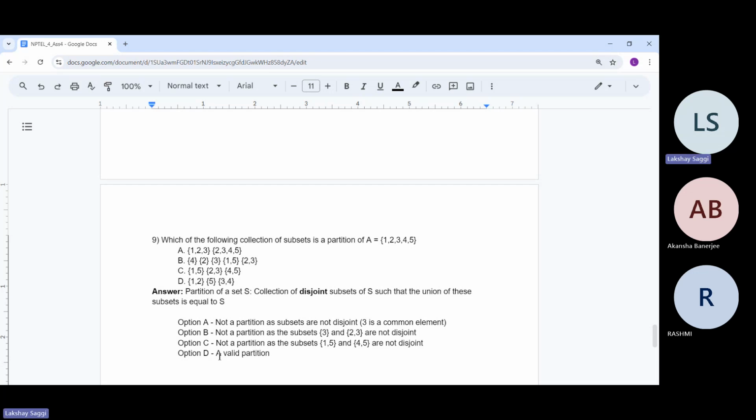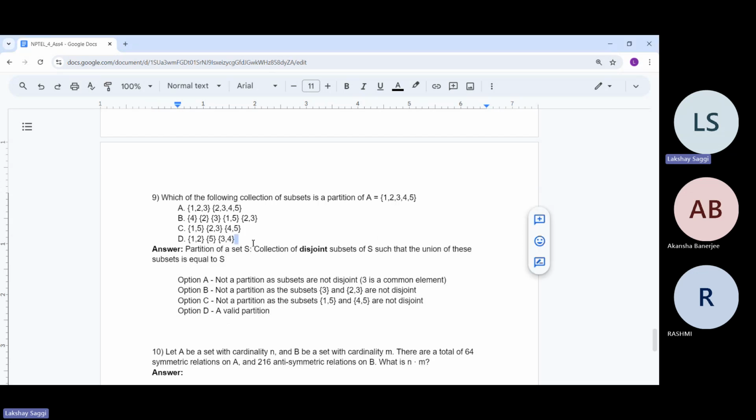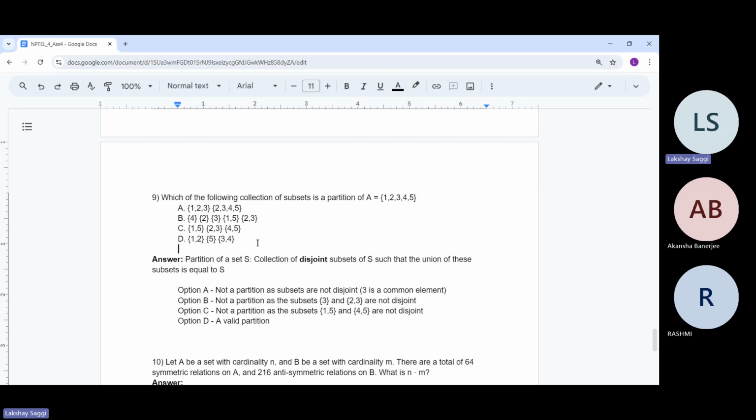Okay, I hope this is clear to everyone. So Akansha had written in the chat option D. So good job, Akansha. Your answer was correct. So just one thing, I would like to add a bit more options so that everyone is on the same page about the partition. So do we call this a partition?